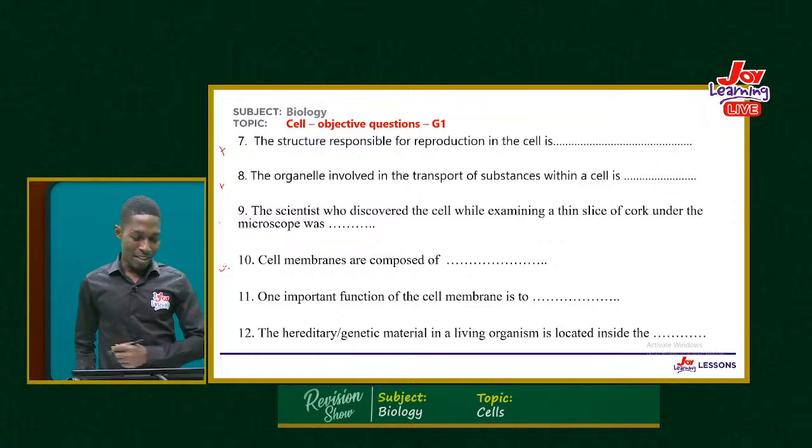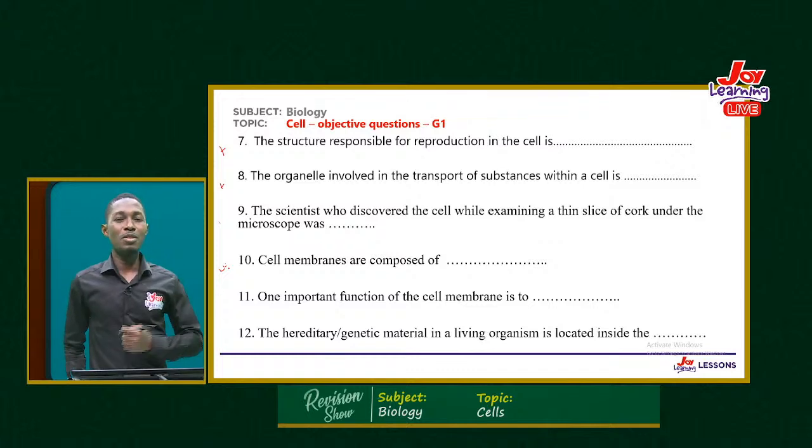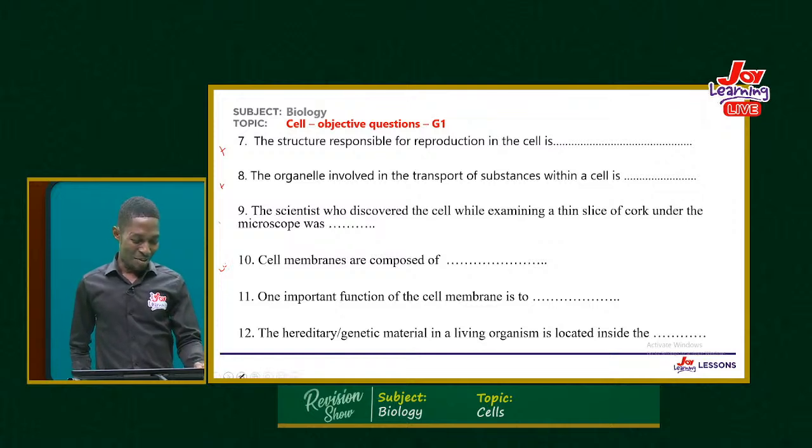Then your last question, question 12. The hereditary or genetic material in a living organism is located or found in which organelle? It is found in the nucleus. Clap for yourself. Well done. Thank you. Thank you, sir.